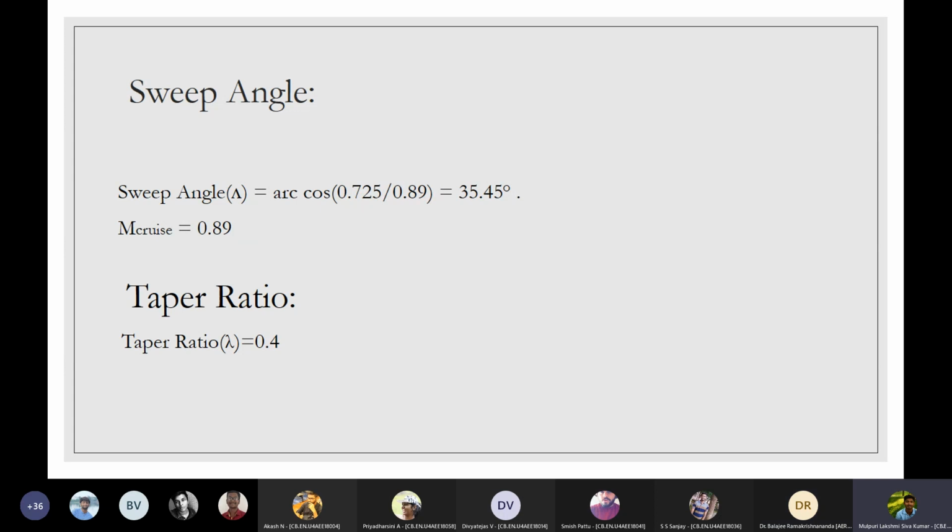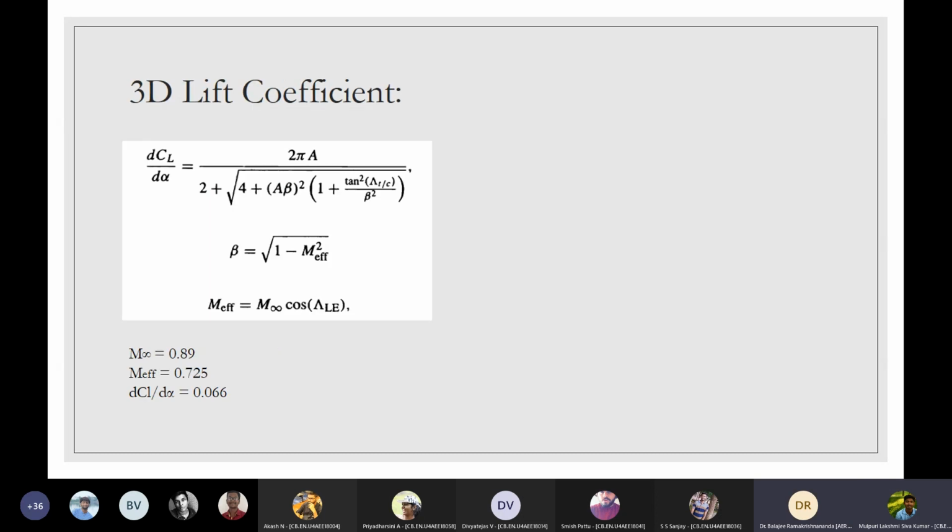From the experimental data, we have found the sweep, sir. We got 35.45 degrees, which should be the maximum sweep. After that, performance will decrease. We have chosen the taper ratio, sir, and from the formula, we have found the dCL by d alpha for the wing.